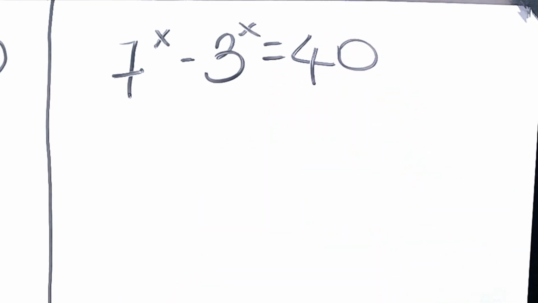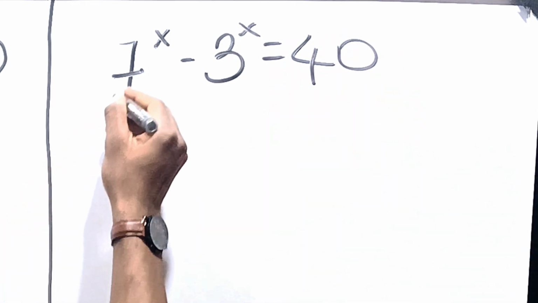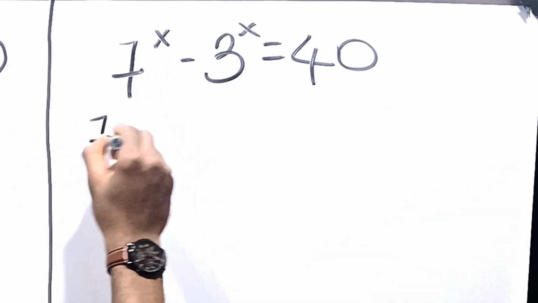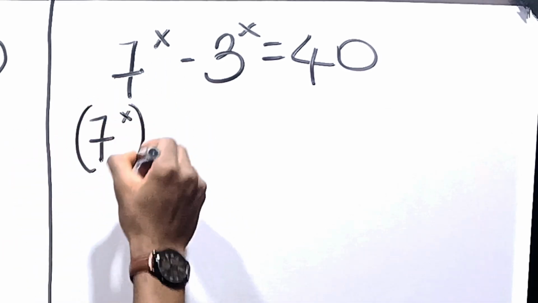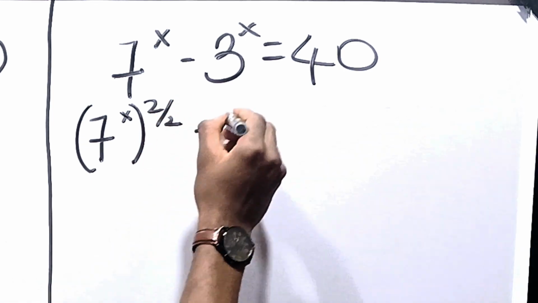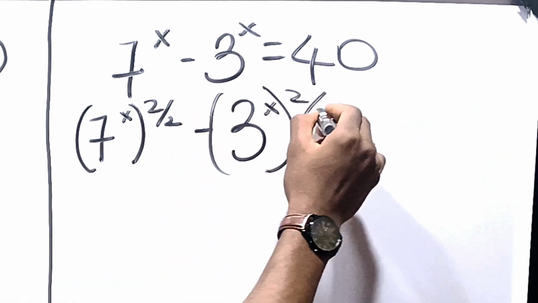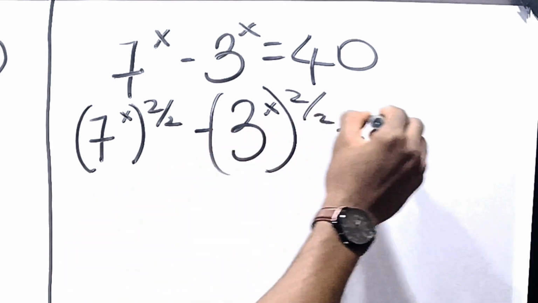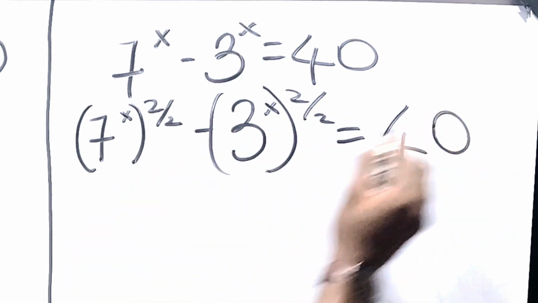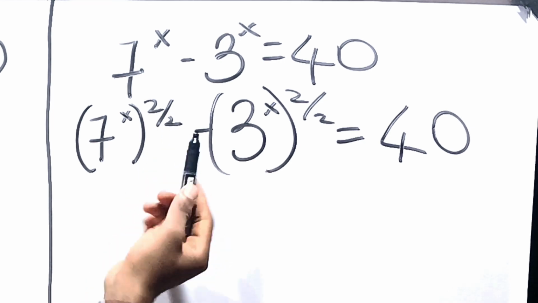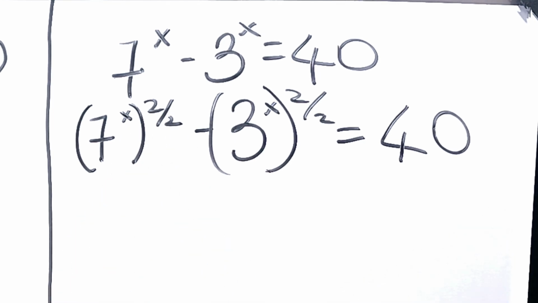Now let's raise this to the power of 2 over 2. So we have 7 raised to the power x, raised to the power 2 over 2, minus 3 raised to the power x, raised to the power 2 over 2, is equal to what now? 40. And you might be asking, why didn't I raise 40 to the power of 2 over 2? The reason being that 2 over 2 is 1, hence 1 times 40 is still 40.